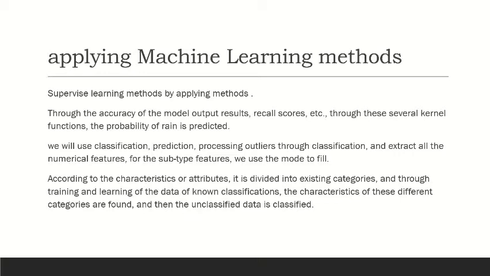And the extra on the numerical feature, for the subtype feature we will use a model to fill. According to the character and the attribute, the data is divided into existing categories, and through training and learning of the data with no classification, the characters of these different categories are found, and then the data is classified.